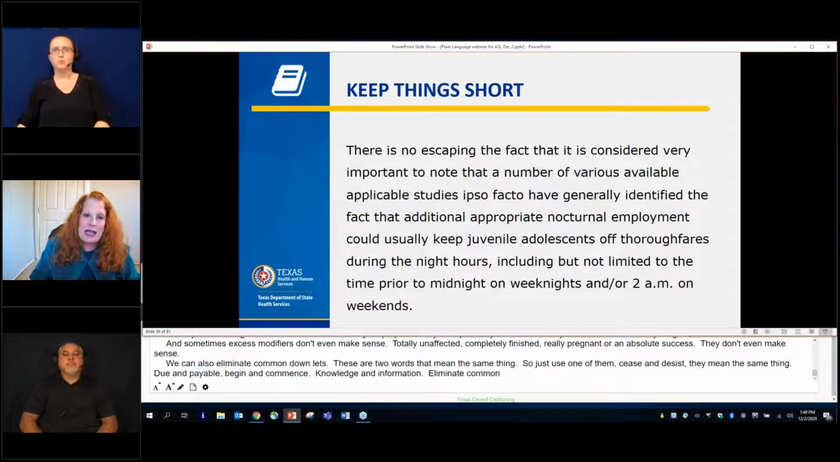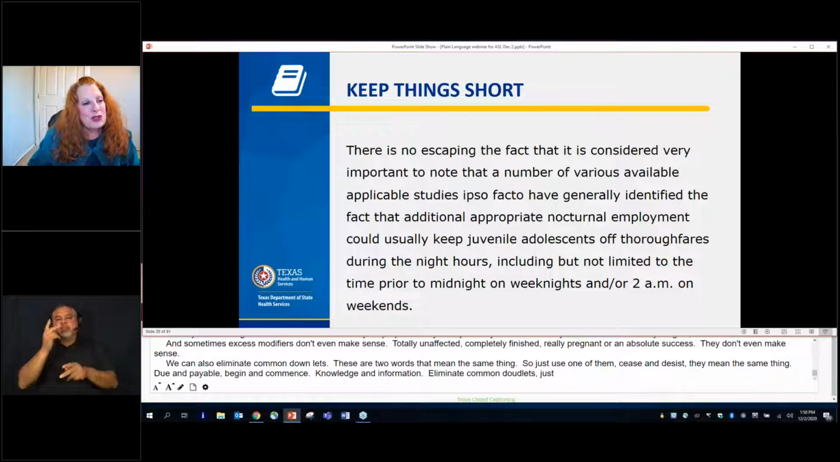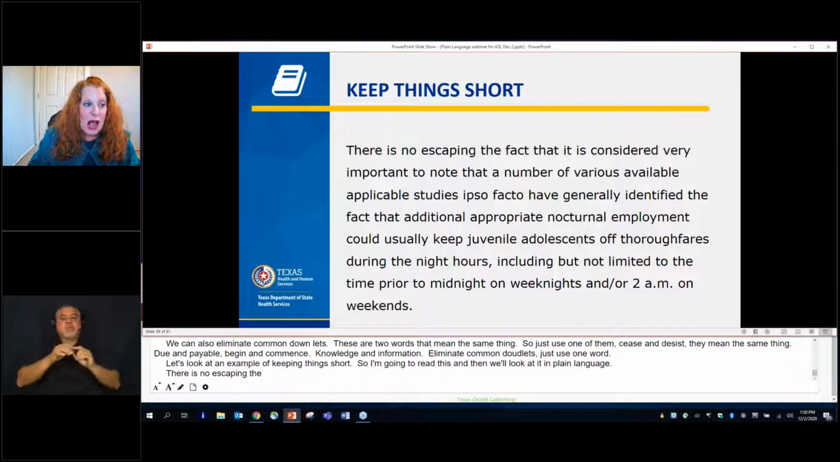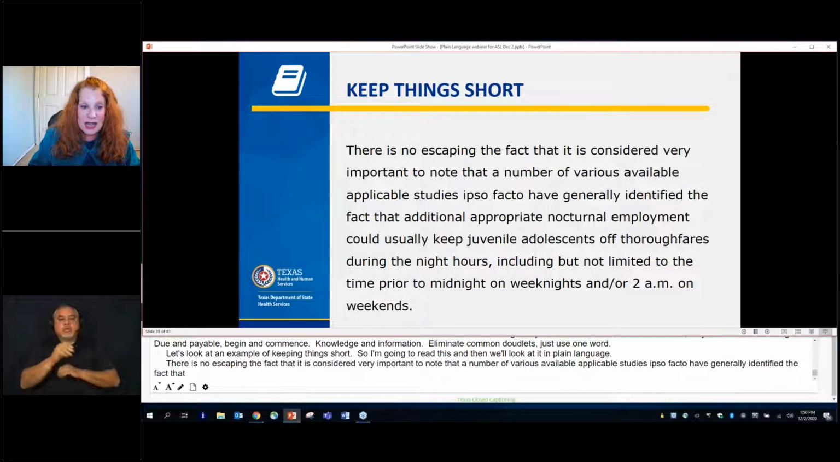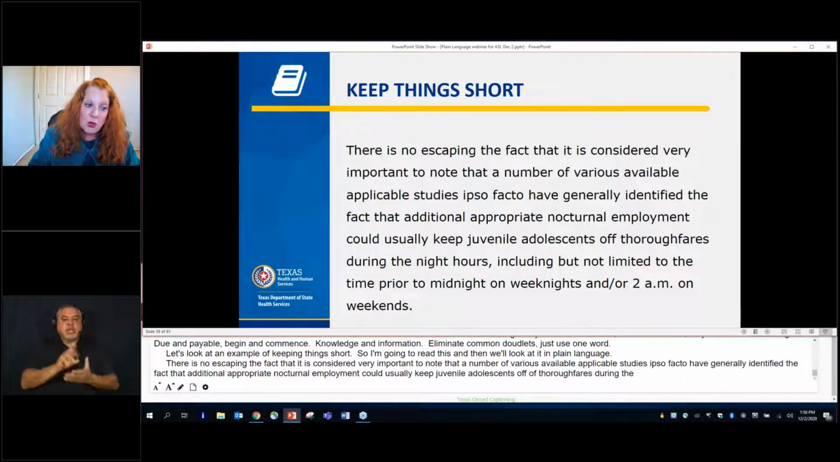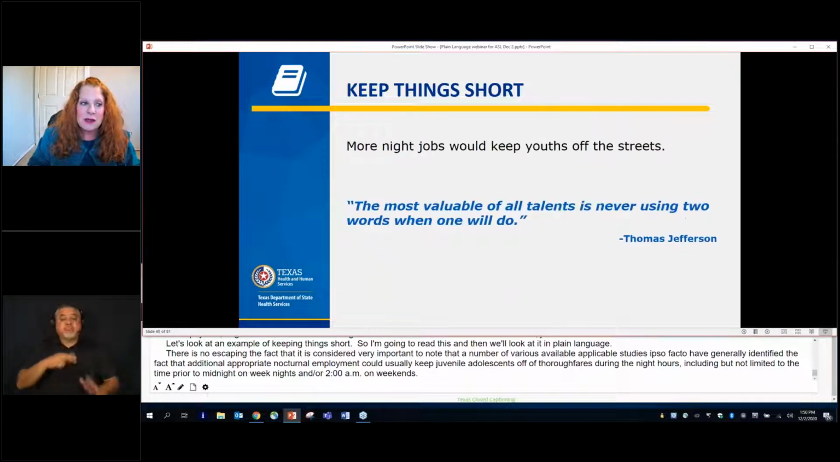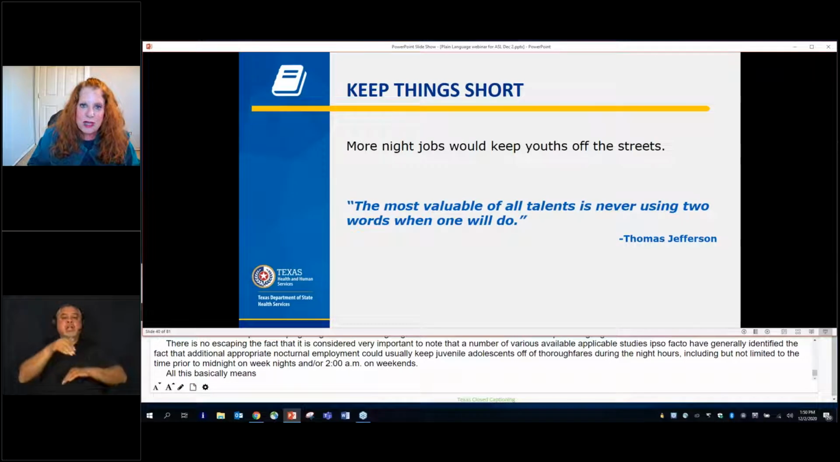All right, so let's look at an example about keeping things short. So I'm going to read this and then we'll look at it in plain language. There's no escaping the fact that it is considered very important to note that a number of various available applicable studies, ipso facto, have generally identified the fact that additional appropriate nocturnal employment could usually keep juvenile adolescents off thoroughfares during the night hours, including but not limited to the time prior to midnight on weeknights and or 2 a.m. on weekends. All this basically means this: more night jobs keep youth off the streets.